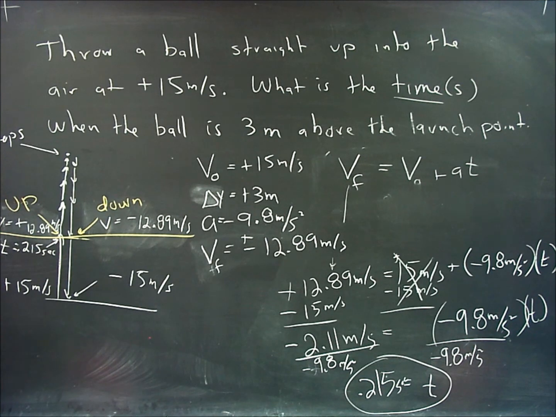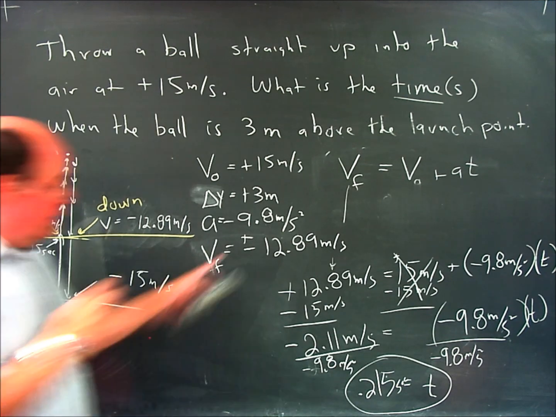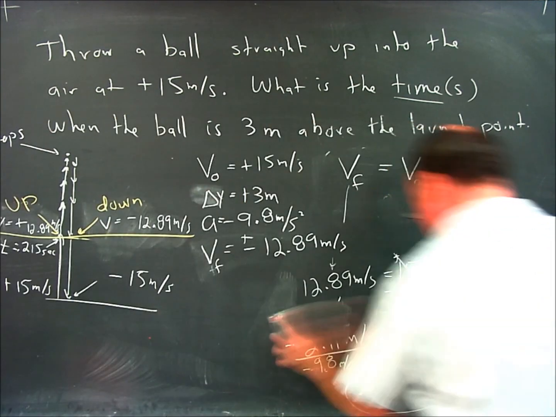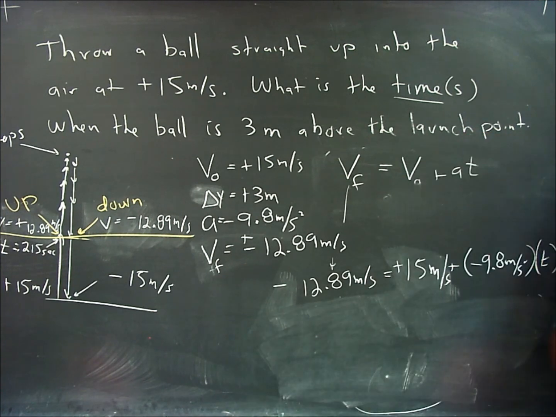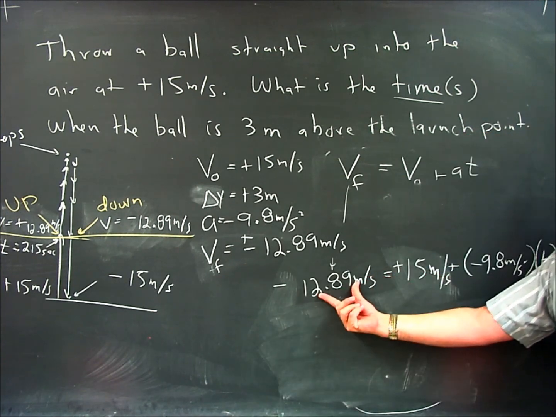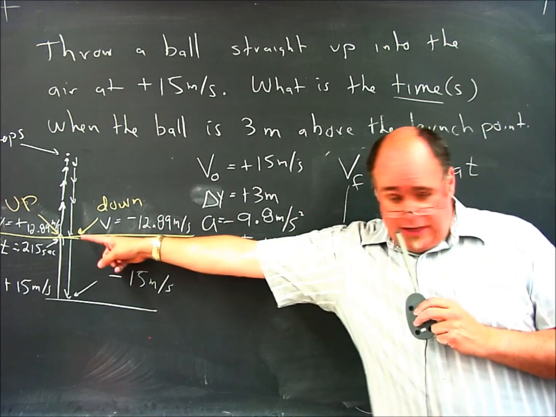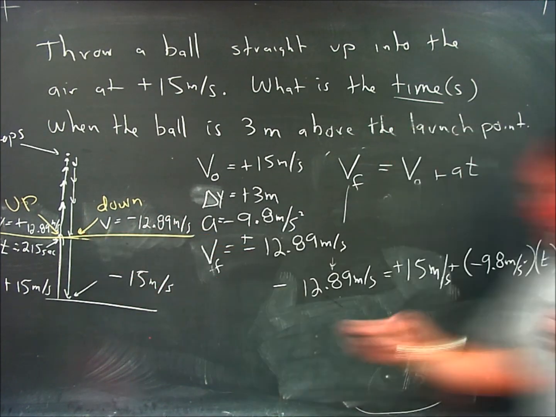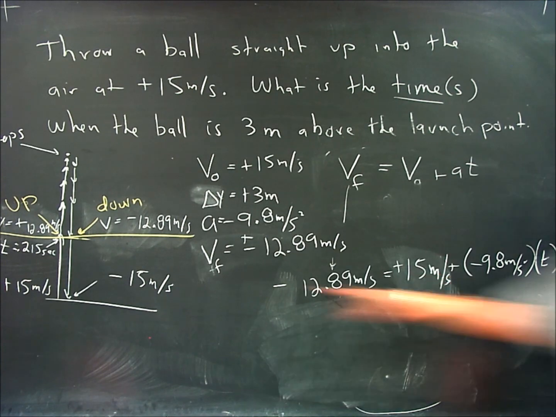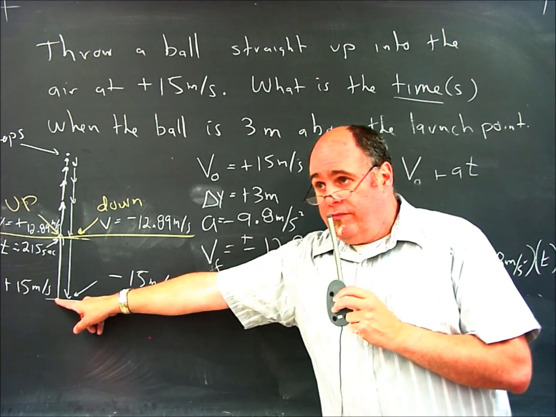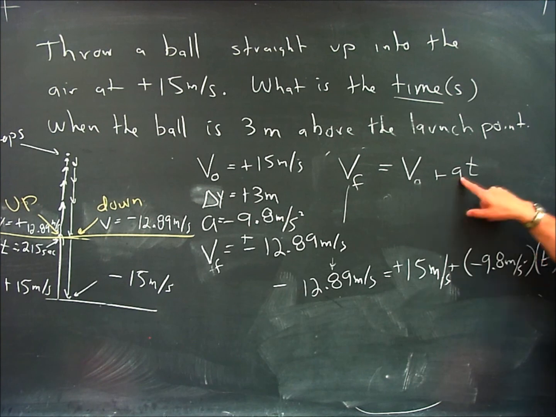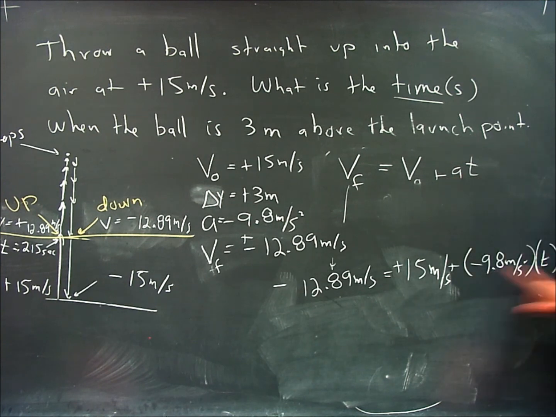Okay? And then it's going to go up to the maximum height, and then it's going to start to come back down, down, down, down. And it's going to hit the ground. But I want to know how much time is going to be right there, so I'll do everything the same, except I will now use the negative 12.89. So if I plug this in, I have V final is the negative 12.89. That's happening right at that location. And then V initial is positive 15 meters per second. That's happening at this location. And then I'm going to say plus A times T. A is the acceleration due to gravity, and T is what we're looking for.